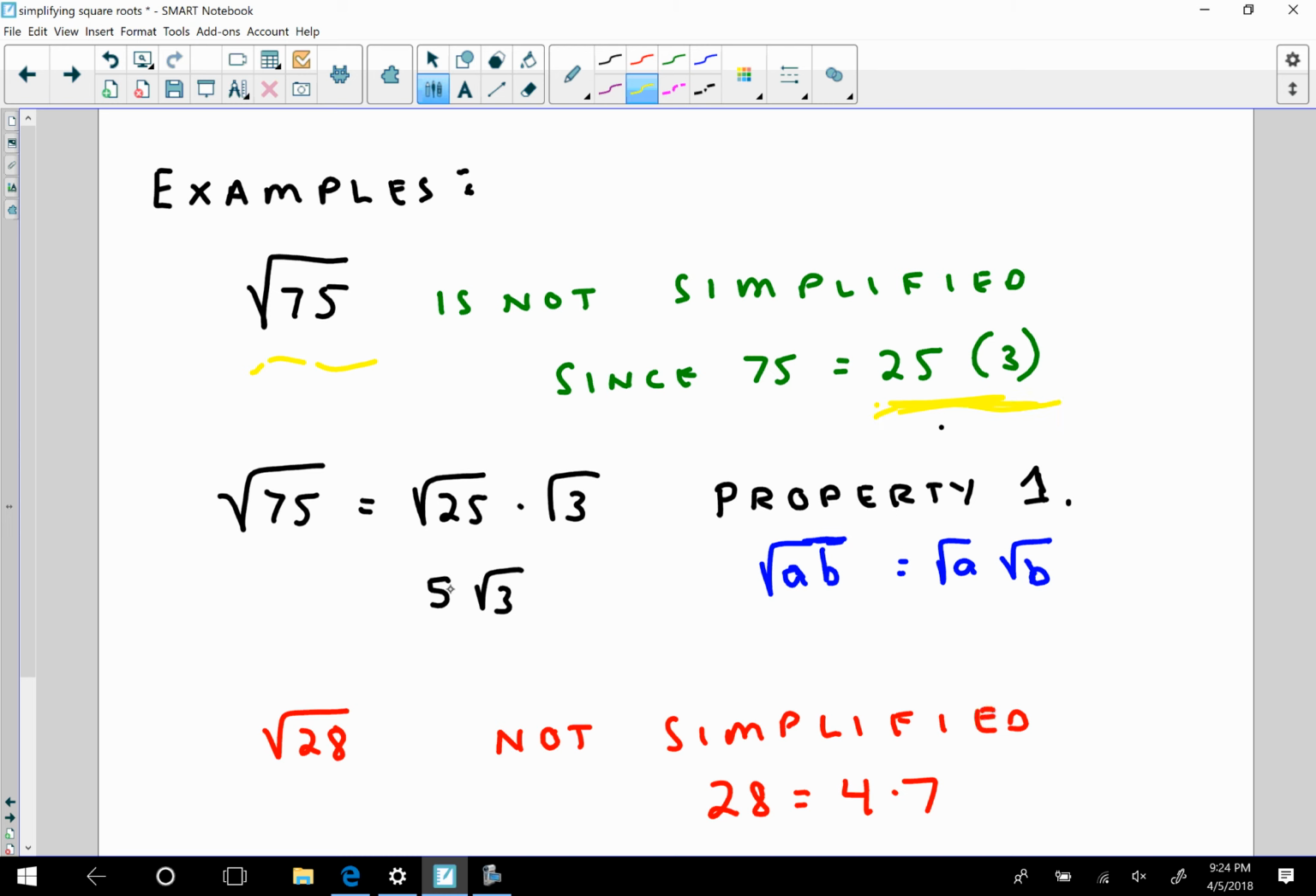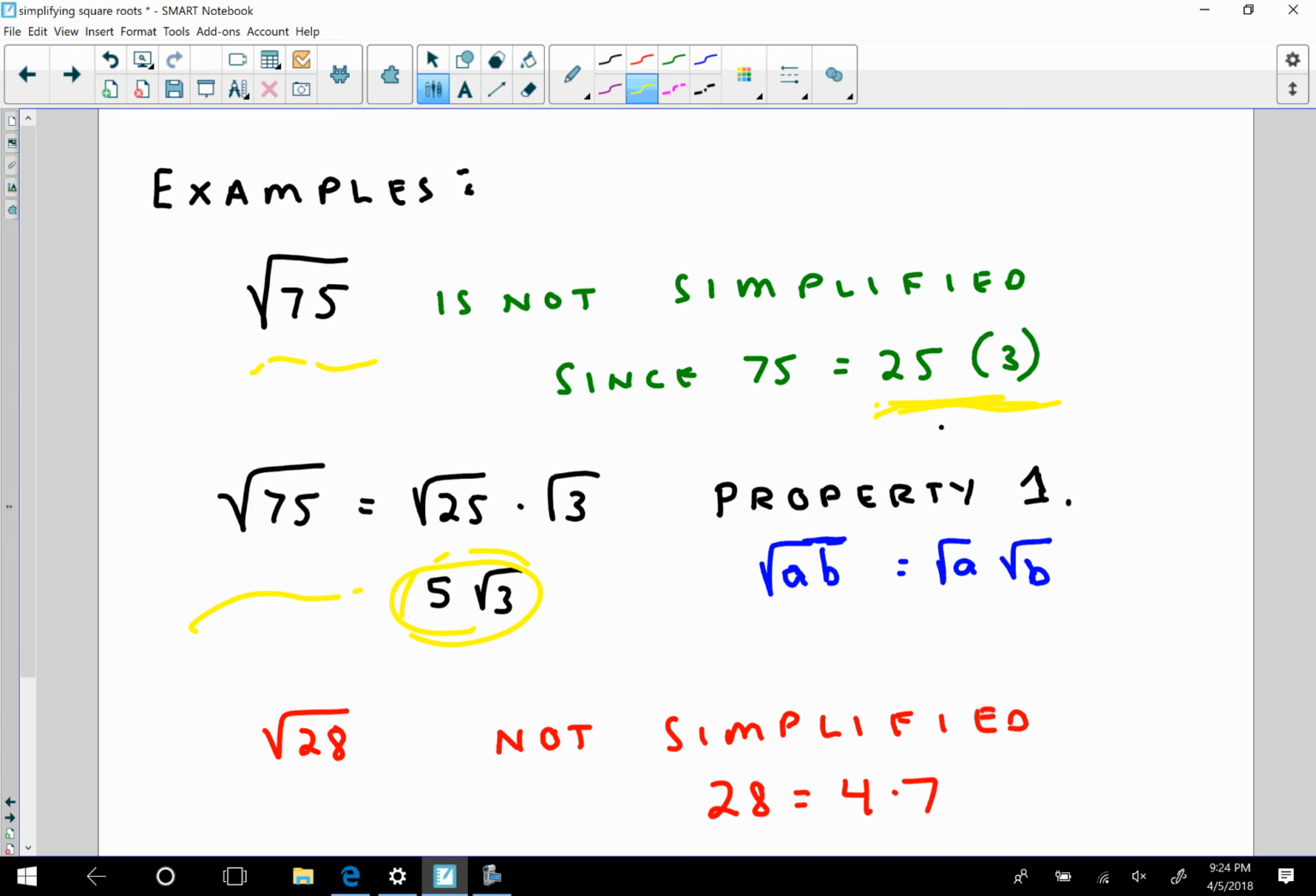The square root of 25 I know is 5. So the square root of 75 is 5 square root of 3. This is the simplified version of the square root of 75. And I use property 1. The square root of a times b, this is on the product, is square root of a times square root of b. And then I'm going to simplify this perfect square root.